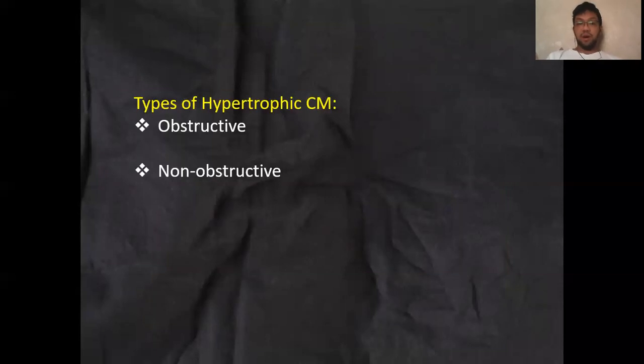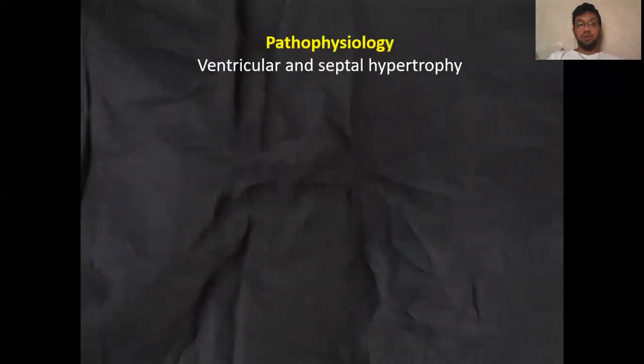The types of hypertrophic cardiomyopathy are obstructive and non-obstructive. Of course, when you say obstructive, it can obstruct blood flow, which is very dangerous because it will further limit the oxygen delivery to the different organs of the body. And of course, we have the non-obstructive. There's still blood being pumped out, but only in small amounts.